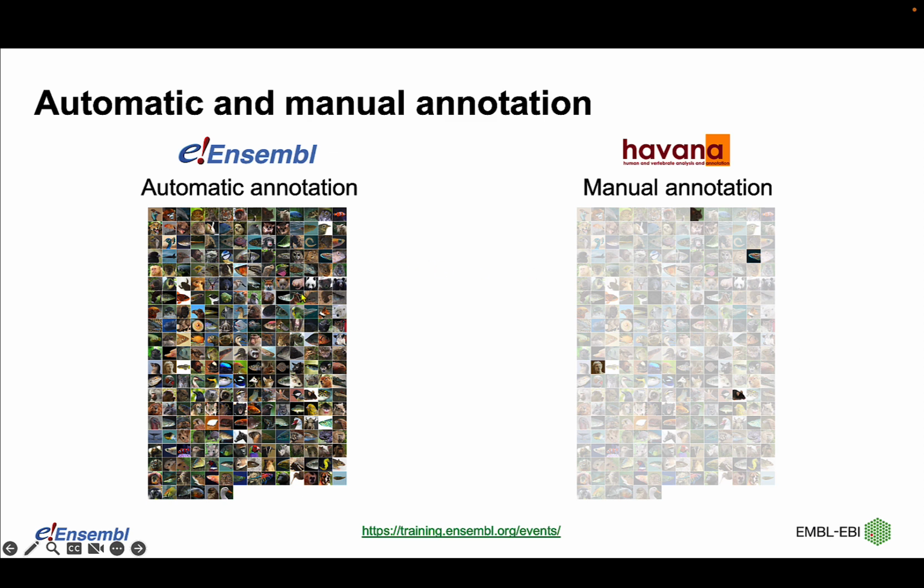The automatic annotation method is a gene prediction pipeline. So we take known data, for example, transcripts, proteins, cDNA, and RNA-seq data, and map these to the genome. It can take up to 2 weeks to annotate a single genome this way. The manual annotation method is done by an annotator, so a person, and it can take several years for a single genome to be annotated.